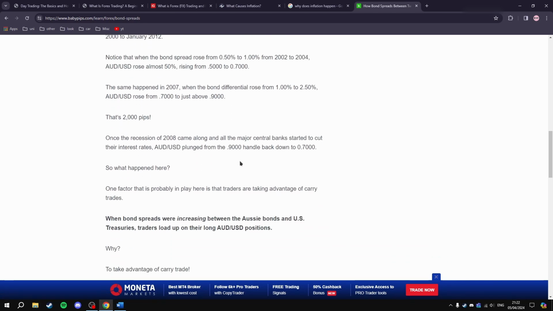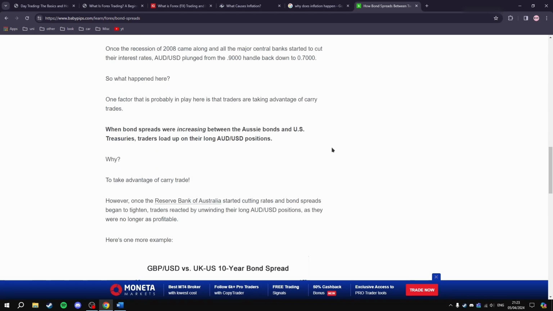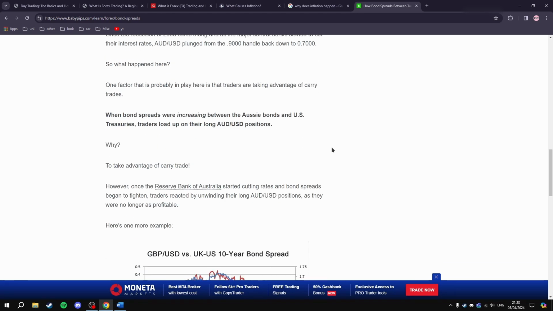So what happens here? One factor that is probably in play here is that traders are taking advantage of carry trades. When bond spreads were increasing between the Aussie bonds and the US Treasuries, traders loaded up their long AUD/USD positions. Why? To take advantage of the carry trade. However, once the Reserve Bank of Australia started cutting rates and bond spreads began to tighten, traders reacted by unwinding their long AUD/USD positions as they were no longer as profitable.